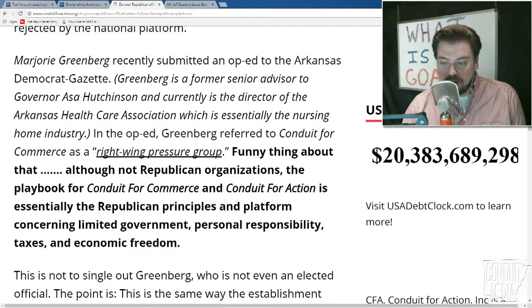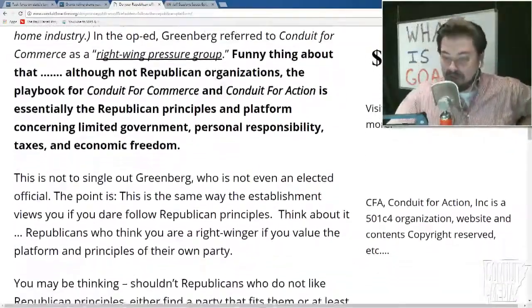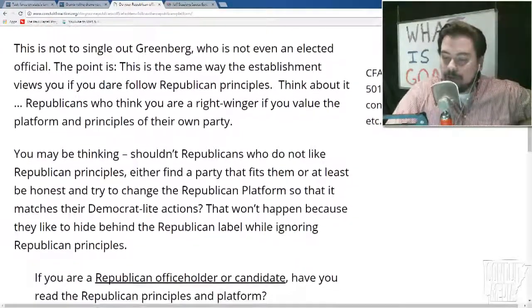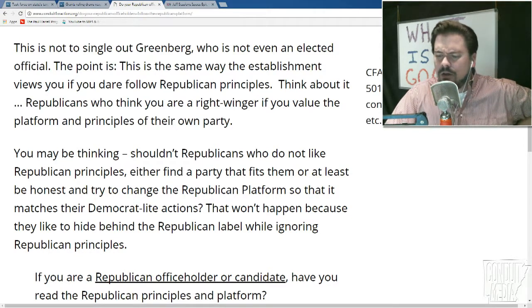Funny thing about that, although not Republican organizations, the playbook for Conduit for Commerce and Conduit for Action is essentially the Republican principles and platform concerning limiting government, personal responsibility, taxes, and economic freedom. This is not to single out Greenberg, who is not an elected official. The point is, this is the same way the establishment views you if you dare follow the Republican principles. Think about it. Republicans who think you are a right-winger if you value the platform and principles of their own party. And let me stop there.